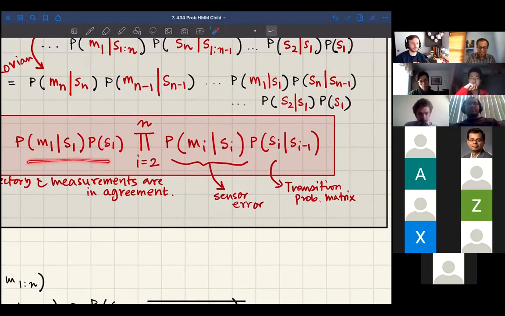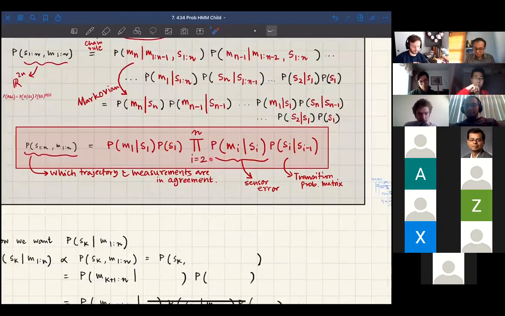Okay. That times P of Mi given Si and P of Si given Si minus 1. And remember, P of Si given Si minus 1 came from my transition probability matrix because that's my motion model. I've expressed my motion model as a matrix, and that matrix essentially says if I am at a particular location, what is the probability of going to another location, including that location? If I'm at location Li, what is the probability of going to Lj?